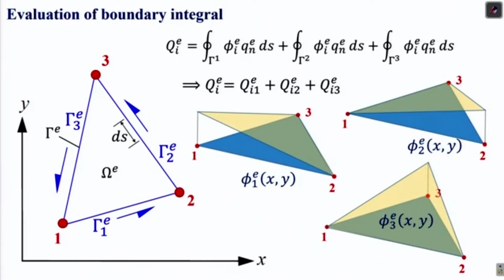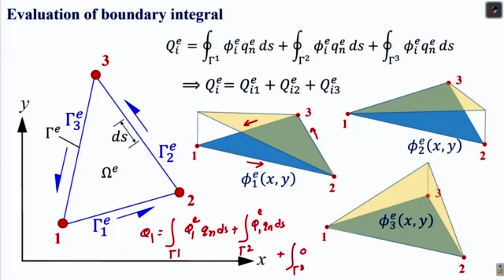Now we again take node number 1, and suppose we define nodes 1, 2 and then finally 3. These are the shape functions we have seen in the previous week. Suppose I want to find q1. It requires the integration over gamma 1, meaning boundary number 1, of phi 1e qn ds, plus the integration over gamma 2 of phi 1e qn ds, plus the integration over gamma 3 of phi 1 qn ds. This is for the first boundary, second boundary and third boundary.